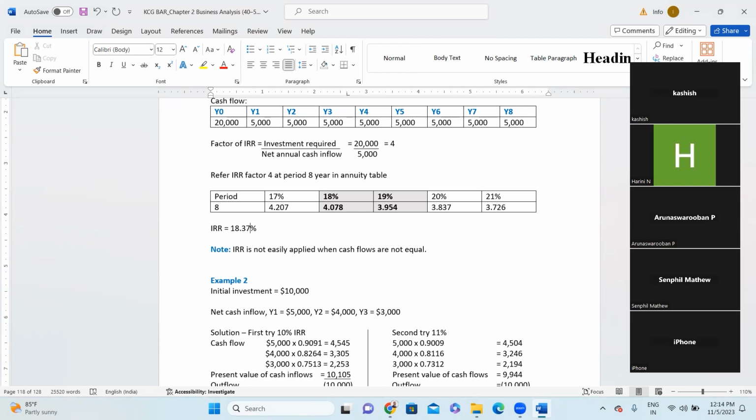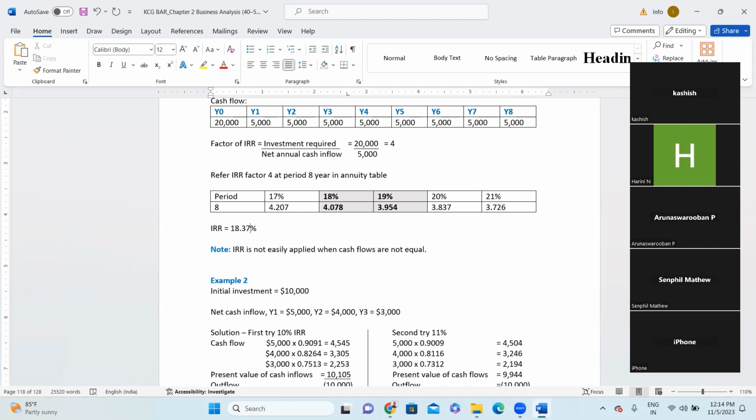How do we get this? At 17% we are getting 4.207. Where do the values come from, sir? Which one, 18.37? No sir, I am able to get 18.37, but the 4.207 at 17%, where is it from? This will be given in the annuity table. So this will be given in the books, in the question. Got it. This is coming from the annuity table.